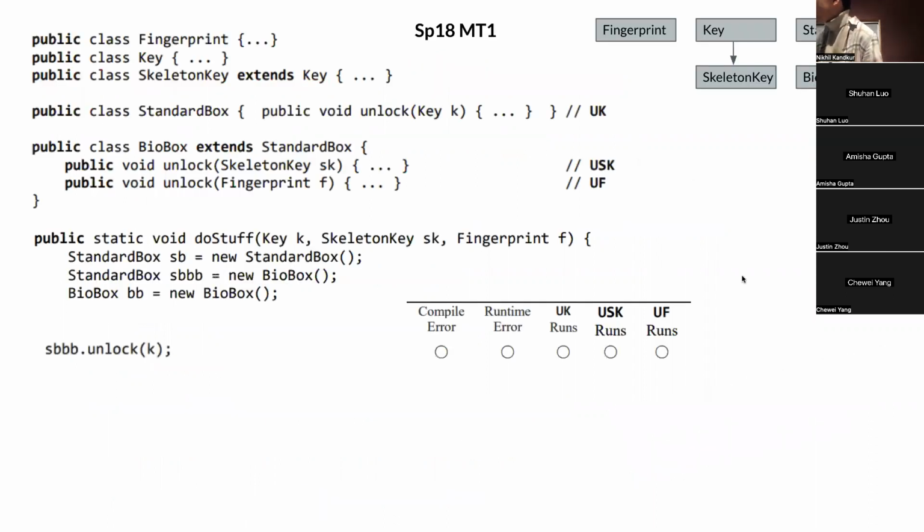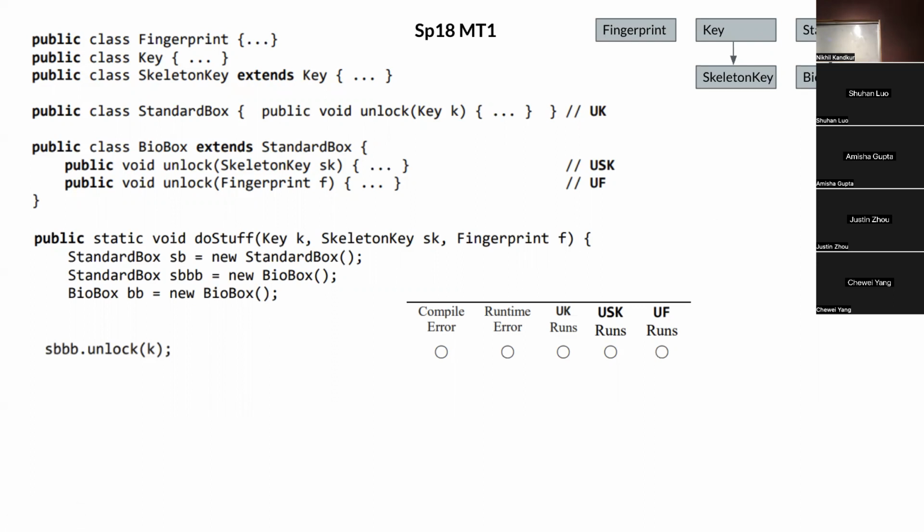So let's take a look at this first problem. On the top right corner, we have the object map. We have a fingerprint, a key, a skeleton key, standard box, and a bio box. I'll walk through the first one. We have SPVB, which is a standard box statically and a bio box dynamically. You call that object's unlock, which takes in a key K.